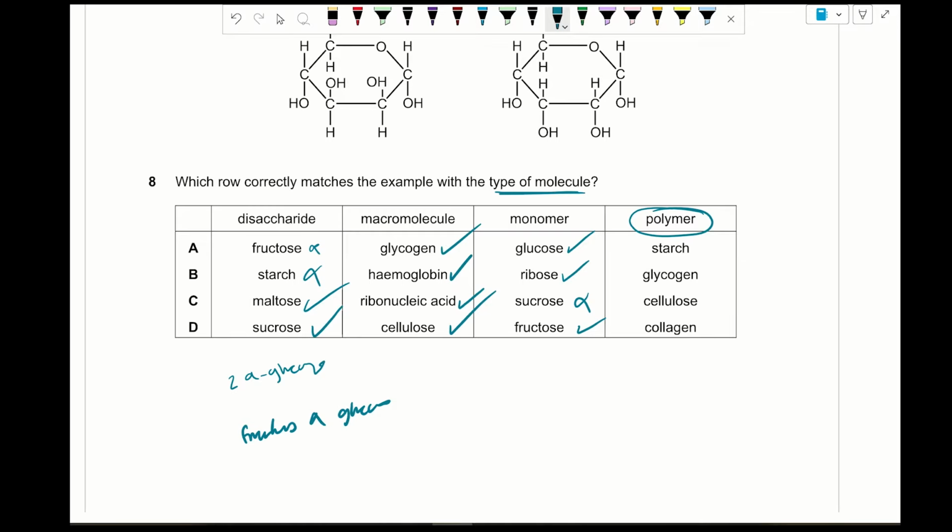Now, a polymer is made of many repeating subunits. Therefore, starch, as we all know, is made of alpha glucose, which are many repeating subunits, so this is correct. Glycogen is the same. Cellulose is also made of beta glucose subunits. And collagen is made of proteins, therefore they are polymers. Therefore, the answer is supposed to be D.